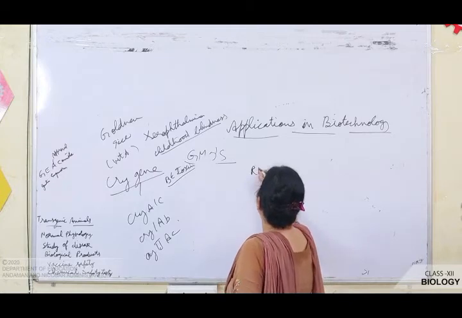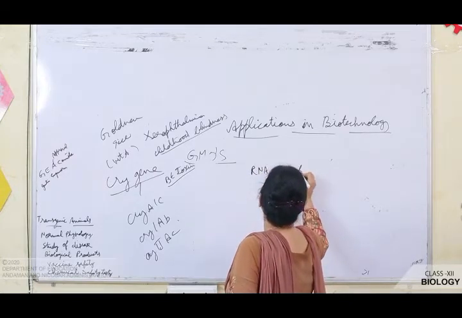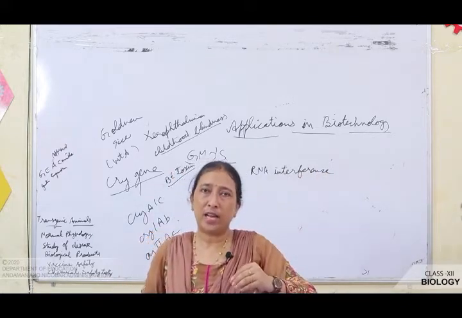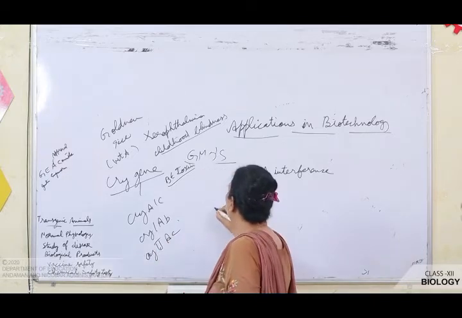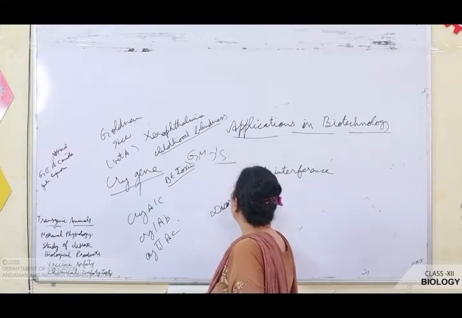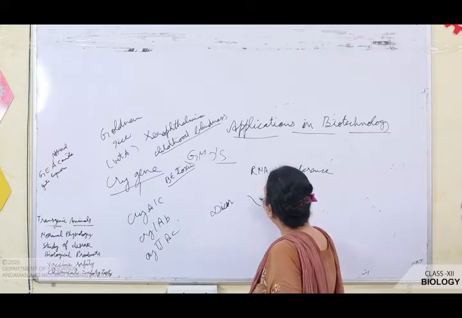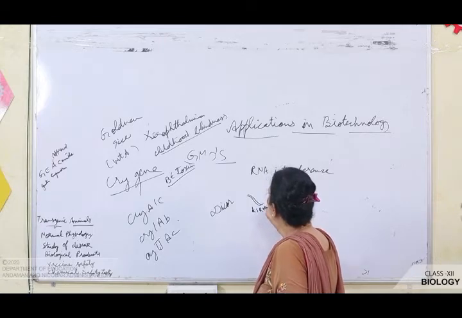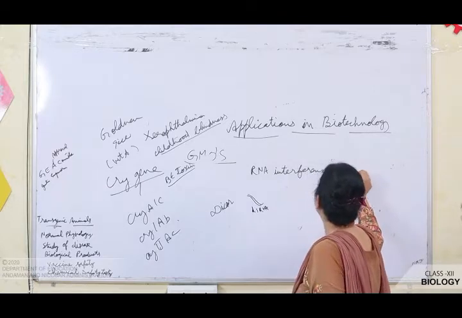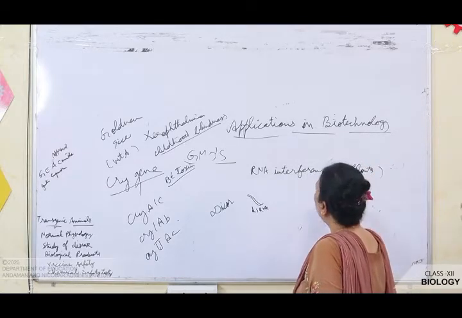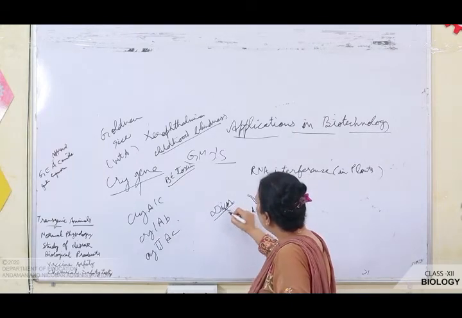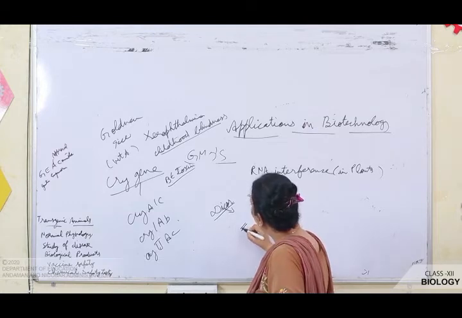RNA interference. In RNA interference there are two types of enzymes. One such enzyme is known as the dicer. Suppose this is a double stranded RNA. I am mentioning RNA interference in plants. This double stranded RNA, with the help of the dicer enzyme, is cut into small bits.